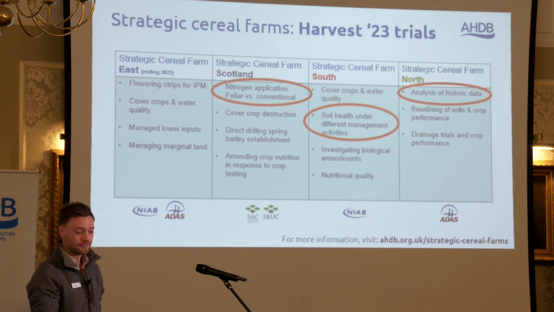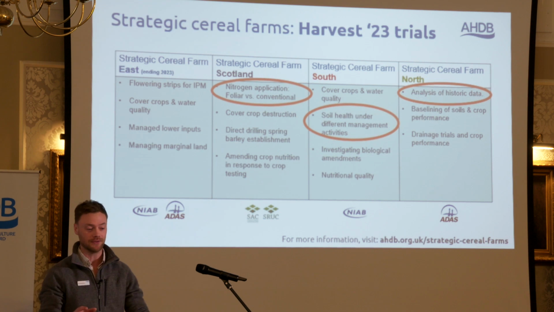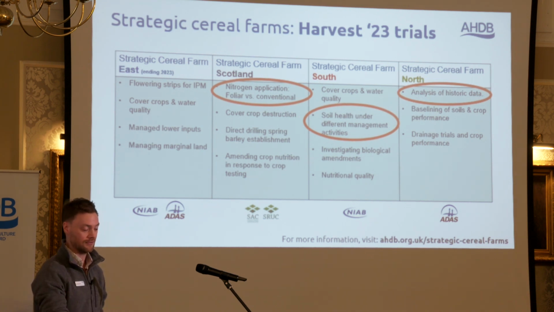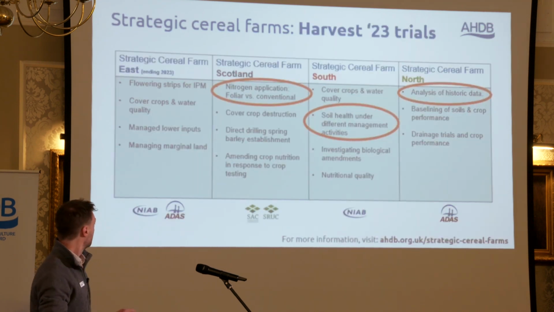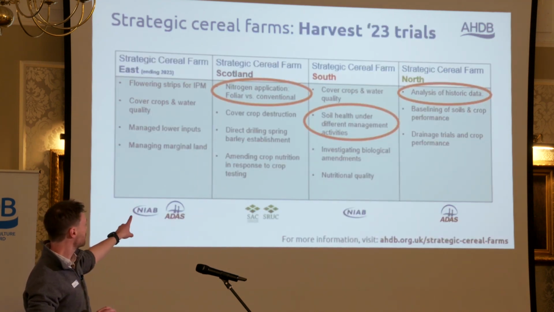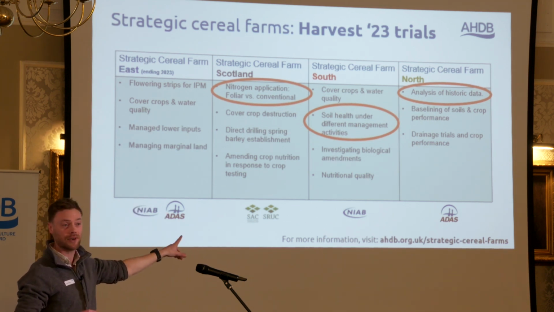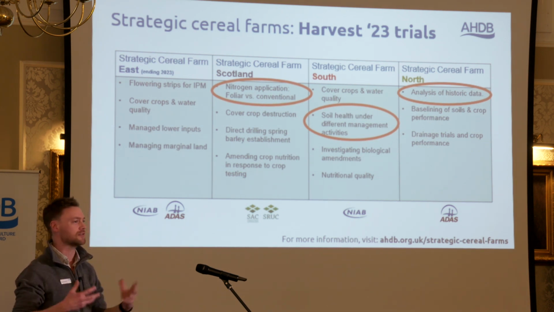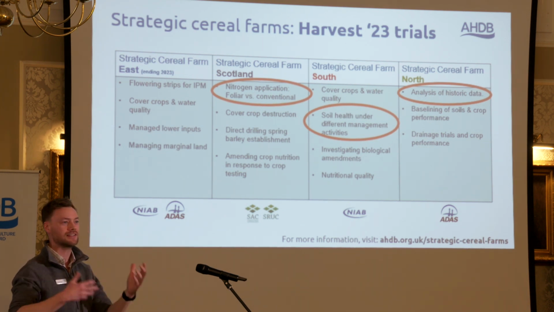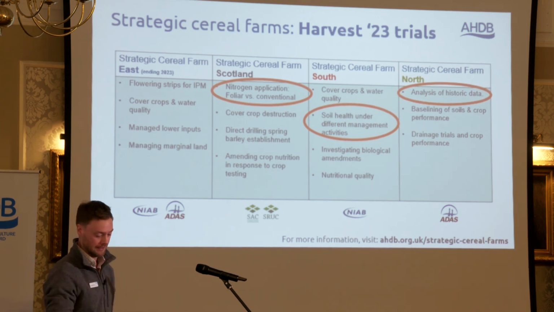So the first one is around measuring and monitoring. This was one of the themes for the results webinars that have just gone by in November that I'll mention at the end. We've got Strategic Farm Scotland looking at nitrogen, so measuring and monitoring, making decisions. At Strategic Farm South, we've got soil health. And then at North, with David Blacker, we've got masses and masses of historical yield data and lots of soil data and all that kind of stuff. So it made sense to go back through that and see if we could use any of that better than we do now.